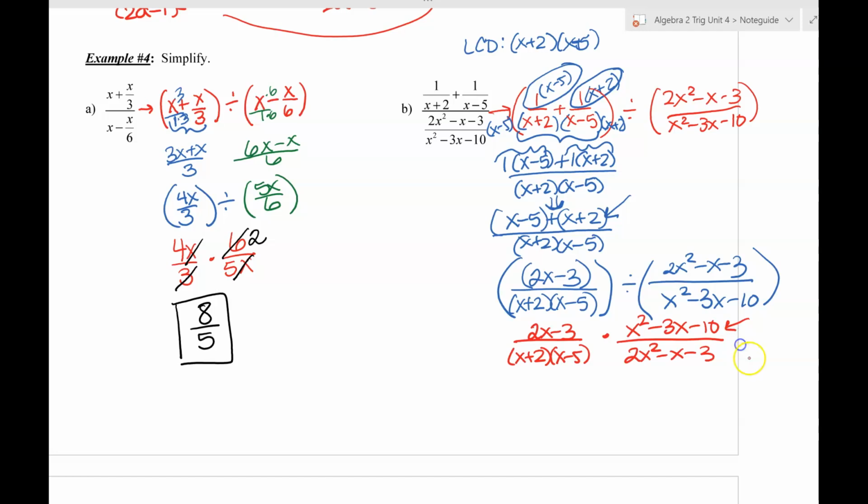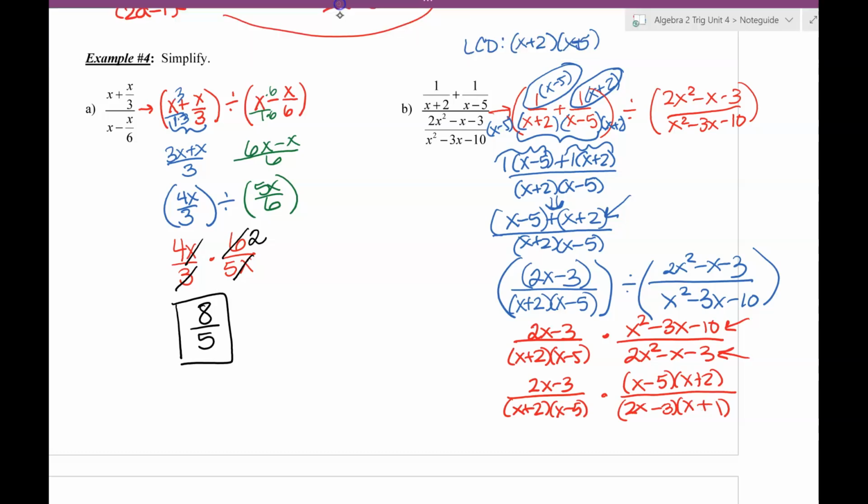Now, I need to factor these. So again, how would you factor these? You're going to have to use whichever method that you're most comfortable with. And we should get these factors.